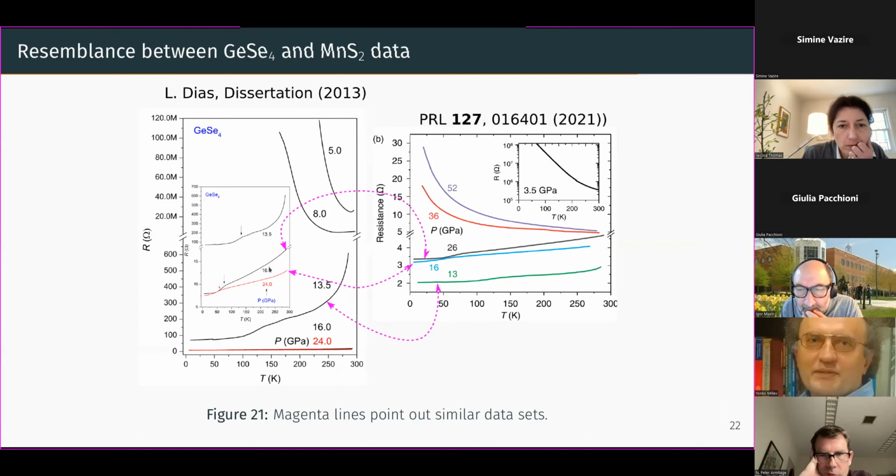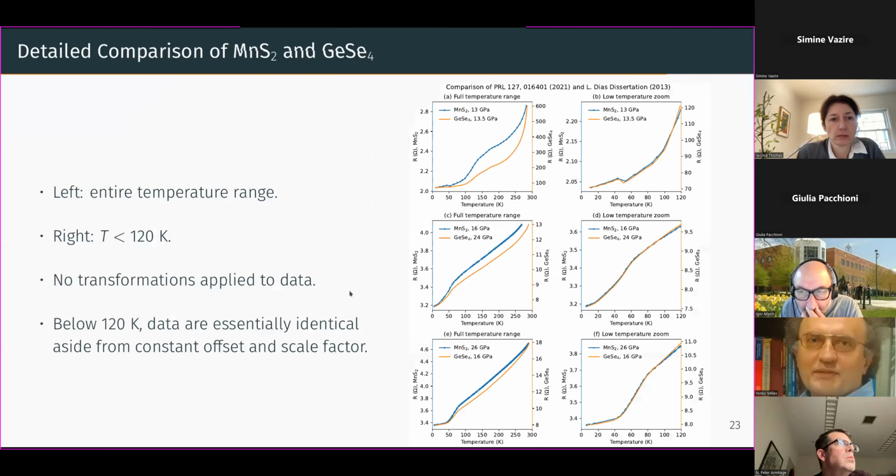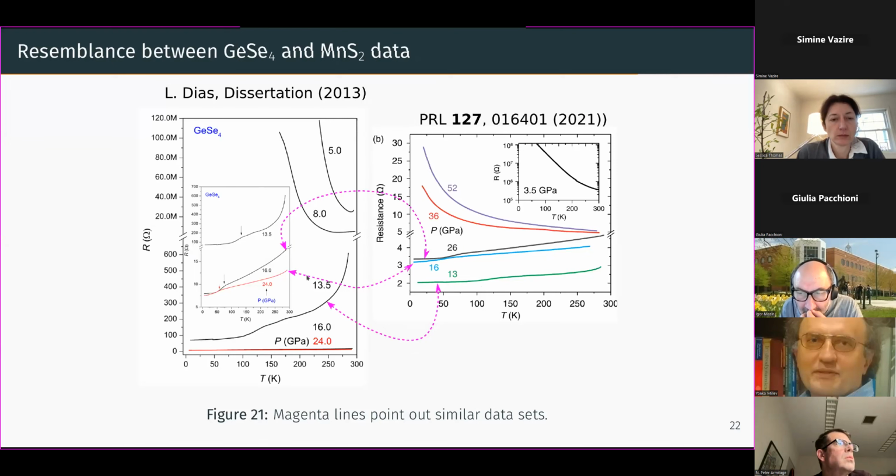So we have here 13.5, 16, and 24 GPa data on germanium selenium 4. And here we have 13, 16, and 26 GPa data on manganese sulfur 2. And these look really remarkably similar, considering these are completely different compounds. So I extracted the data here. I'll say that if you sight along the green curve in the paper, you can see this little blip here, even without digitizing it. But I used my digitization methods.